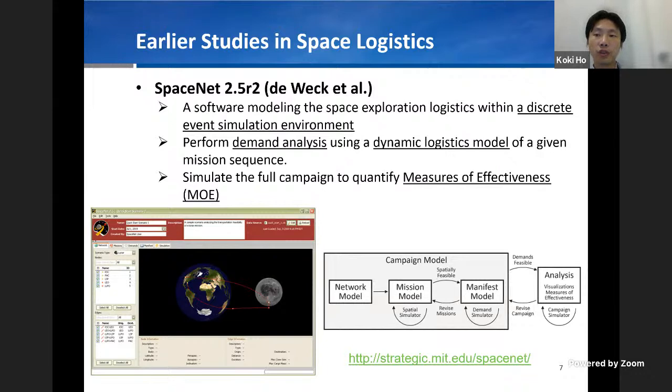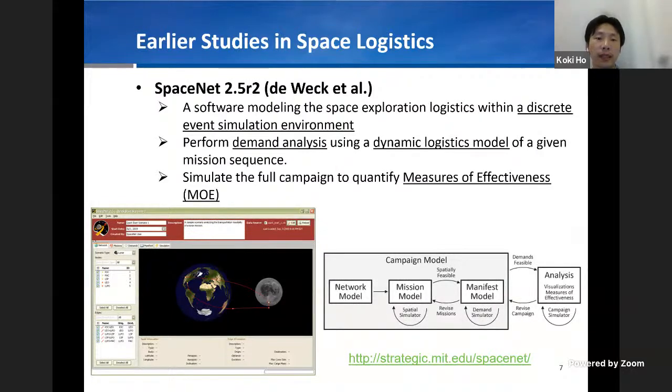For that mission, we had a lot of discussion about how we model the logistics. I would say that was one of the first space programs that triggered a lot of the discussion related to space logistics, at least in the context of human space exploration. What Dweck et al. did was to develop a software called SpaceNet, and it has different versions. SpaceNet 2.5 is probably one of the latest ones, but it probably hasn't been updated very frequently recently.